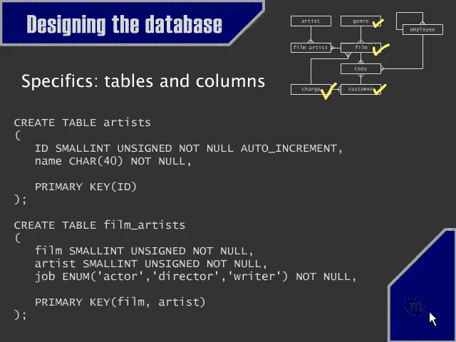The film artist table, the bridging table, has a primary key, and that is the film combined with the artist columns. So essentially we have a unique identifier in terms of the film and artist combination. We've also used an enumerated column type for the job done to ensure that we have strict control over the kind of jobs that film artists can be doing within our system. So there's the artist table and the film artist table completed.